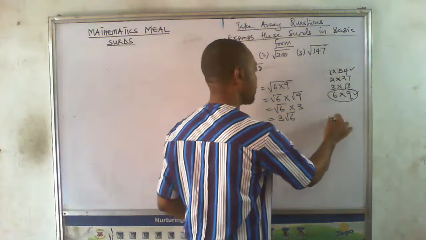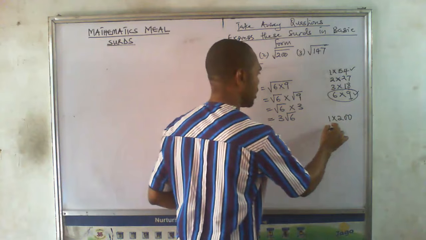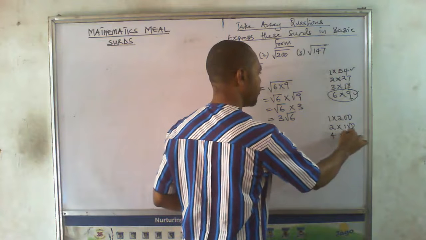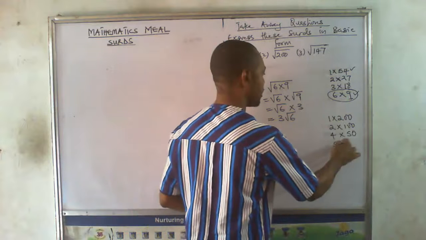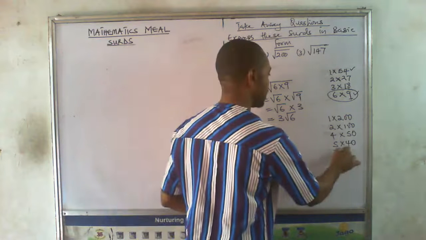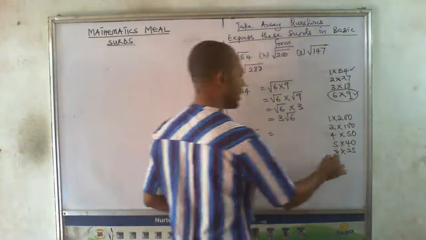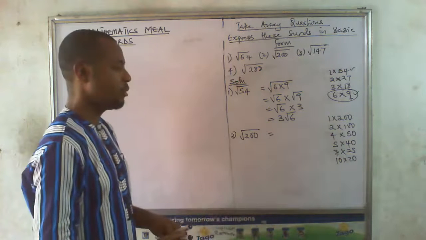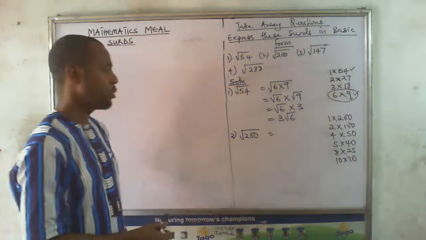Find two numbers we multiply to give us 200. 1 times 200 is 200. 2 times 100 is 200. 4 times 50 is 200. Which other one? 5 times 40 is 200. 8 times 25 is 200. 10 times 20 is 200. Any other one? I don't think so. Okay? At least we have gotten what we want.